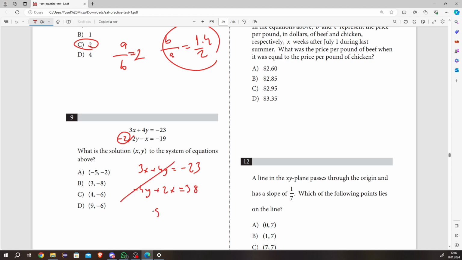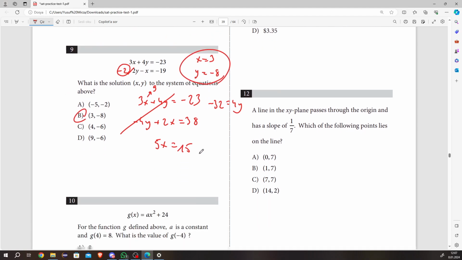These are gone. 5x is 15, x equals 3, and if x equals 3, and do the math here, it's 9, throw it to the other side, and y is -8. Yeah, so the answer is B.